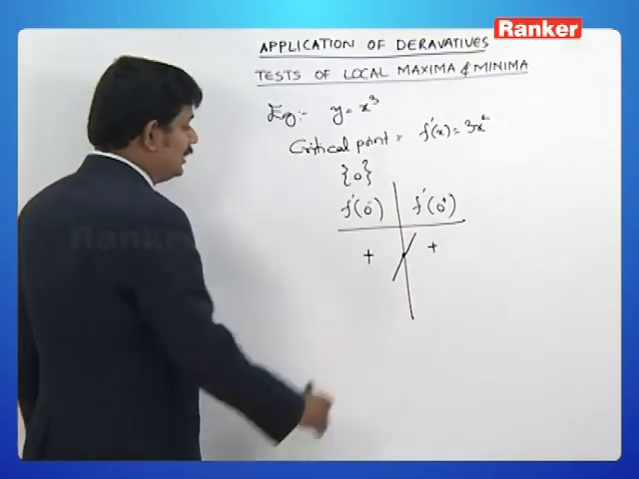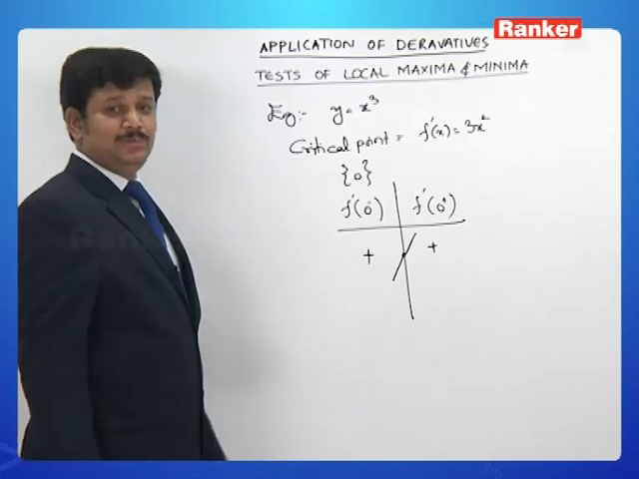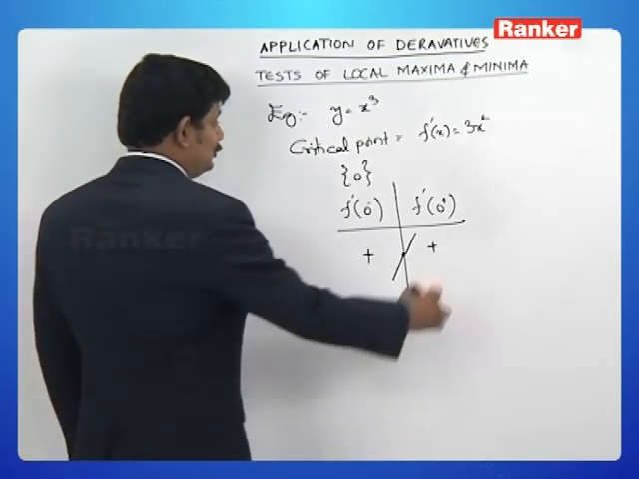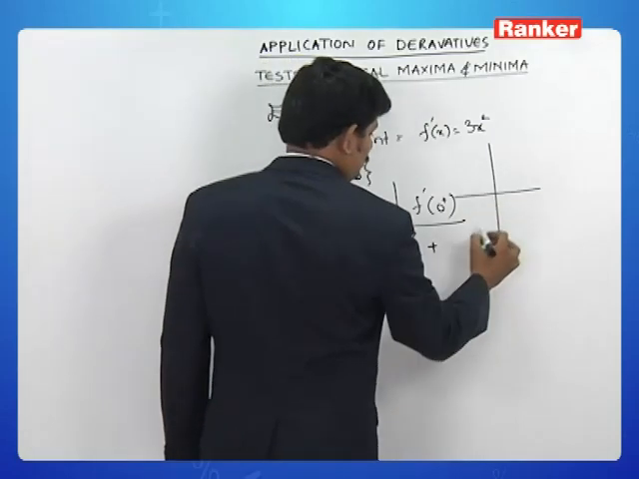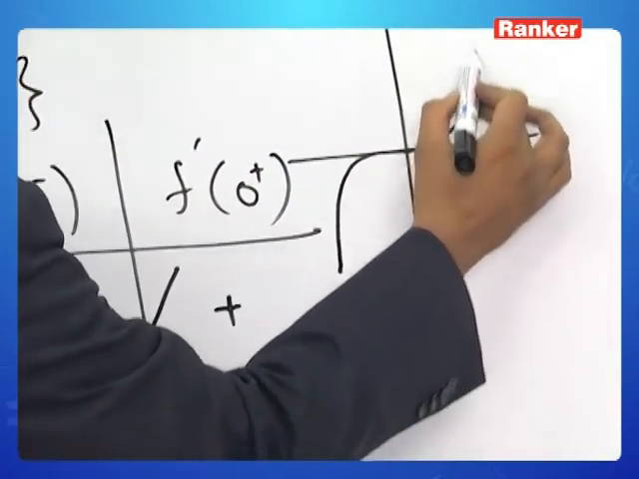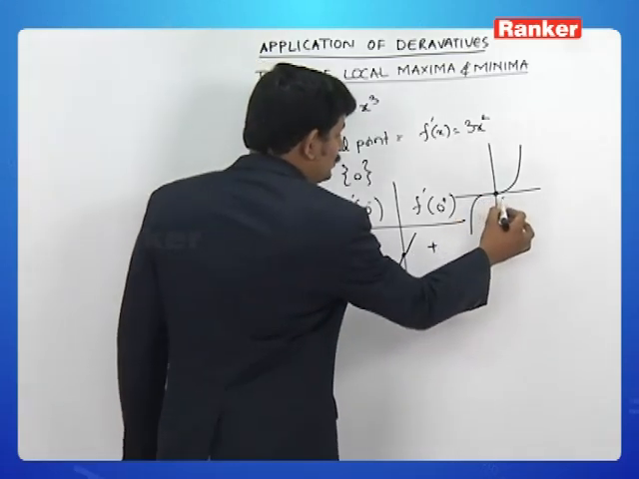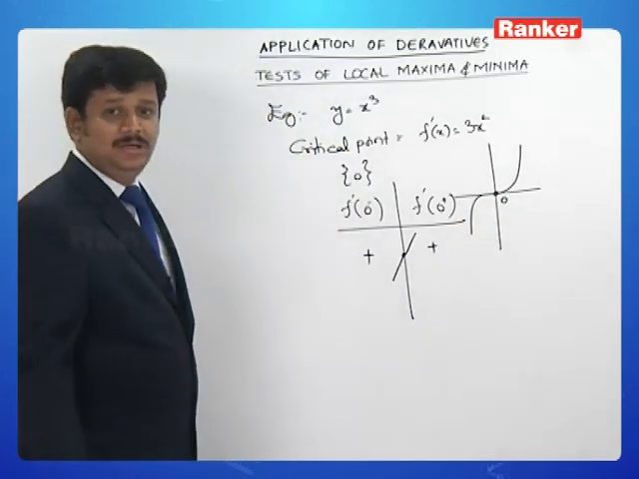So, when both of them are acute angled inclination tangents, it is neither a point of maxima nor a minima. It is called a point of inflection. So, when we draw the graph of x cube and observe, this is how the graph would be. It is a point of inflection at 0. It is neither a point of maxima nor a minima.